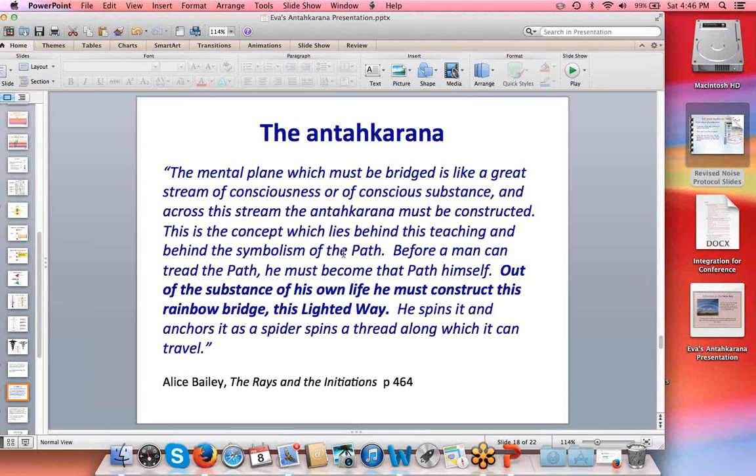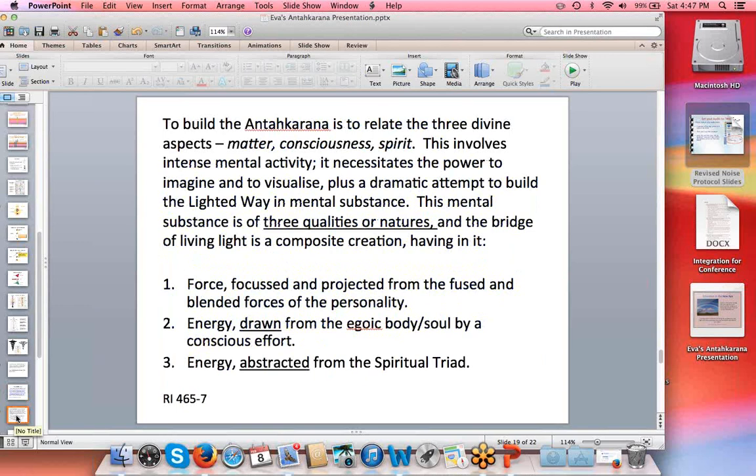And that's one of, again, I keep coming back to, that's why we meditate, that's why we serve, that's why we keep in the consciousness of our minds spiritual living, because all of that helps us change our frequency. And as we change our frequency, that path is more lighted. We spin it and anchor it, just like a spider spins a thread along which it can travel. It's got to spin the thread out of its own substance. There's nothing around that it uses. It's out of its own that it spins it. Likewise for us. So, to build the Antahkarana is to relate the three divine aspects of matter.